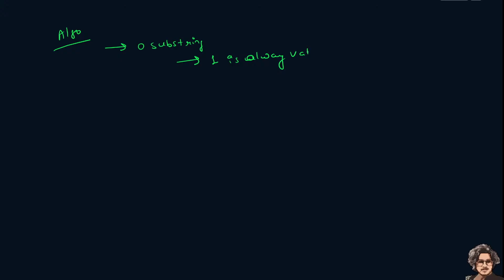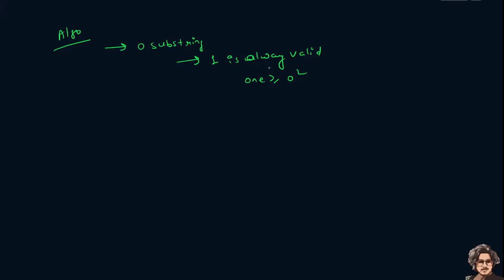First of all, handle the zero substring directly. Any substring containing only ones is always valid, because one is far greater than zero zeros.